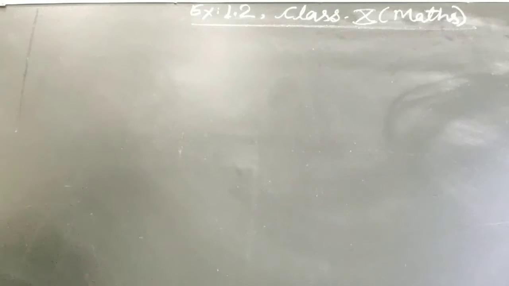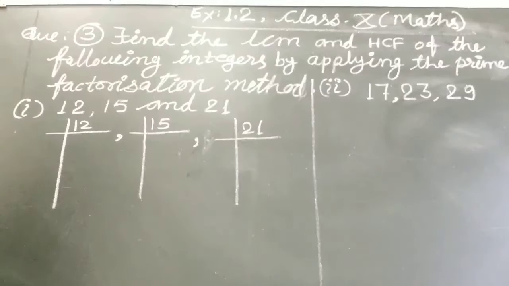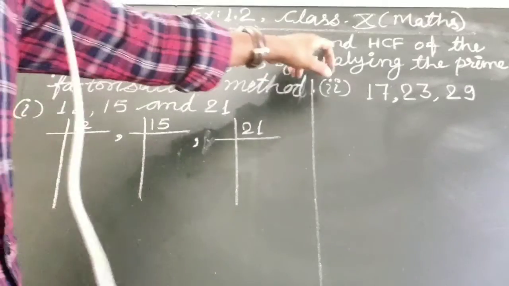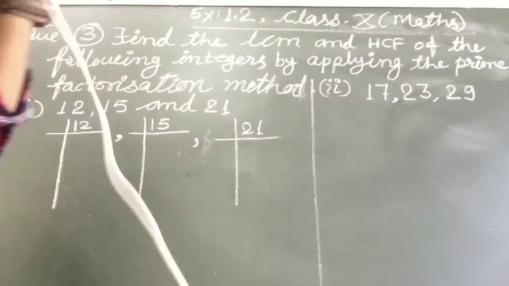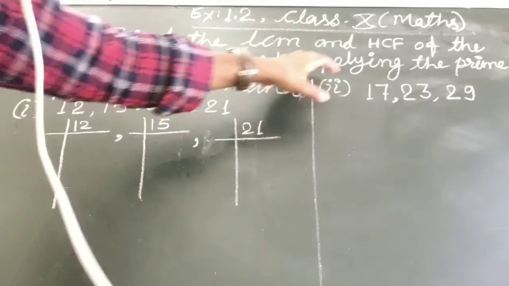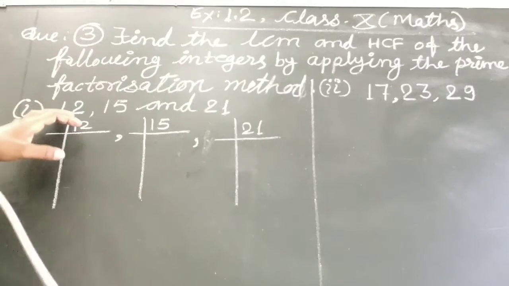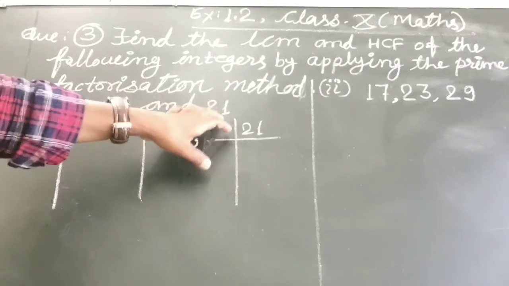Yesterday we learnt about prime factors and the relation between two numbers and their LCM and HCF. Now we come to the next question, number 3. So let us start question 3. Find the LCM and HCF of the following integers by applying the prime factorization method. First question: 12, 15 and 21.